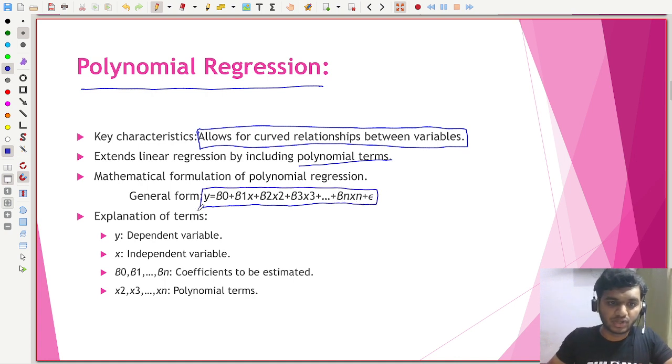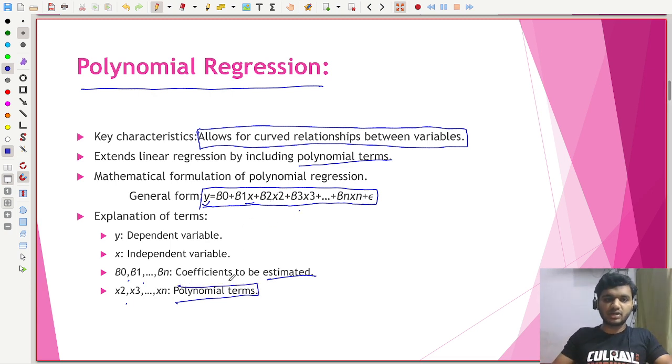So here y is the dependent variable and x is the independent variable. Here b0, b1 up to bn are the coefficients to be estimated, and x squared up to x to the power n are the polynomial terms. Here x squared, x cubed are polynomial terms, x is the independent variable and y is the dependent variable.